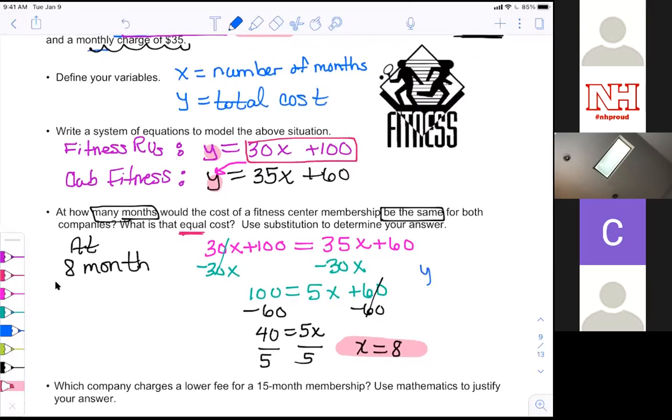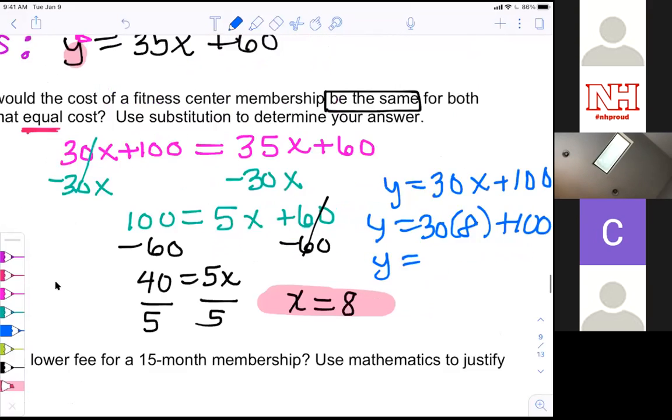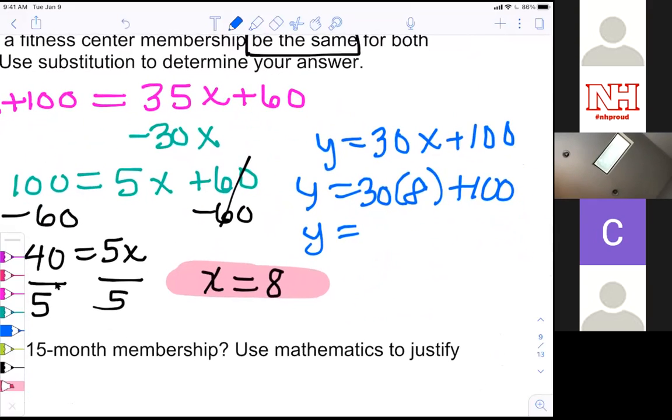So I'll just use the first equation because I like the numbers 30 and 100, a little easier to work with. So we're going to plug in 8 for x. And then we'll multiply. So 30 times 8 is 240. And then when I add 100 onto that, because that was my initial fee, I get 340.